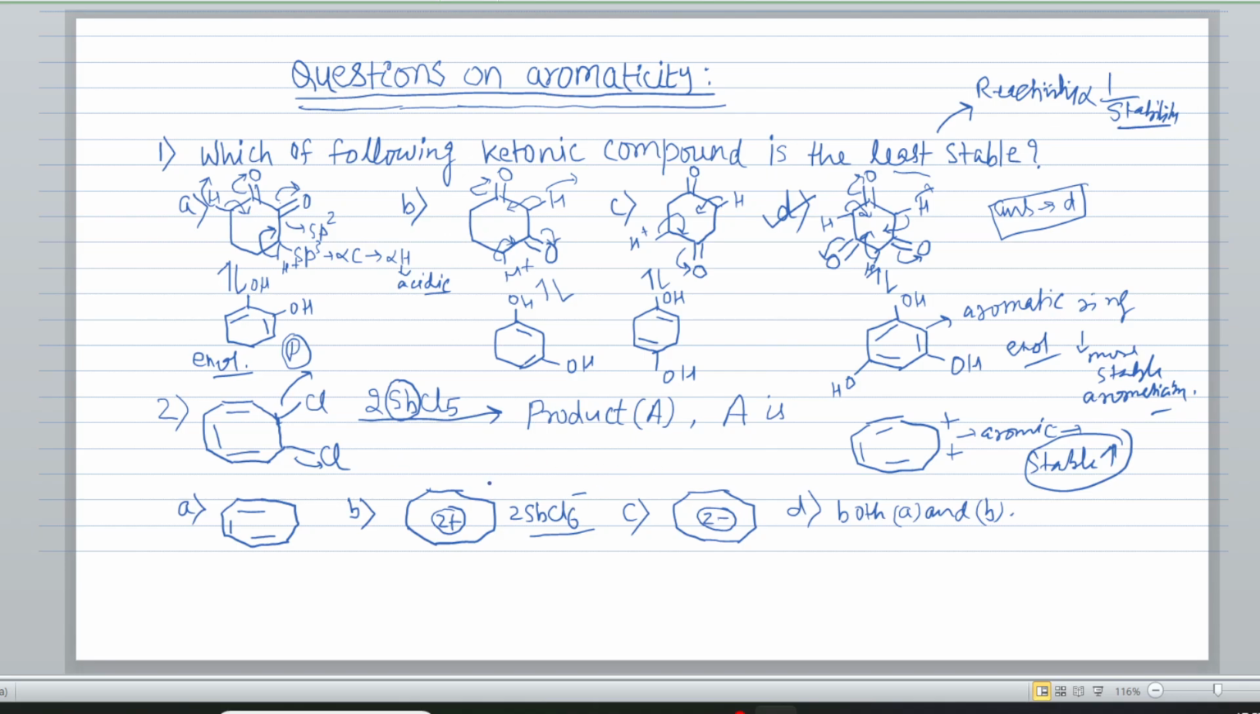So the most stable form of product in this question is B. Therefore, the correct answer of this question will be B, and the main reason for this answer is being highly stable compound because of aromatic character.